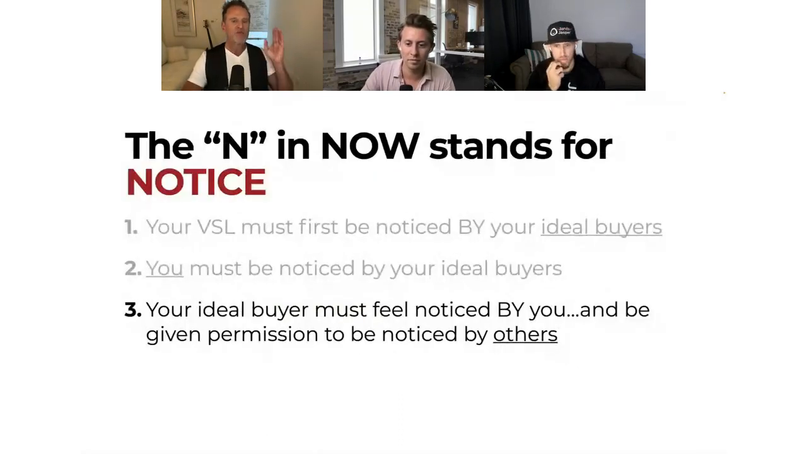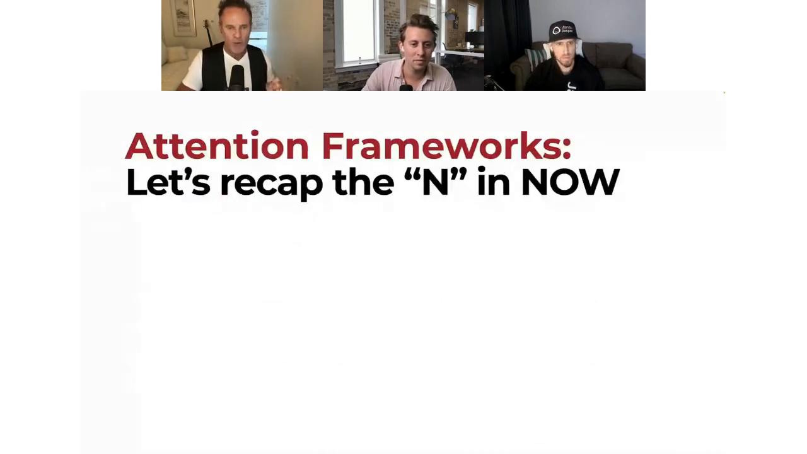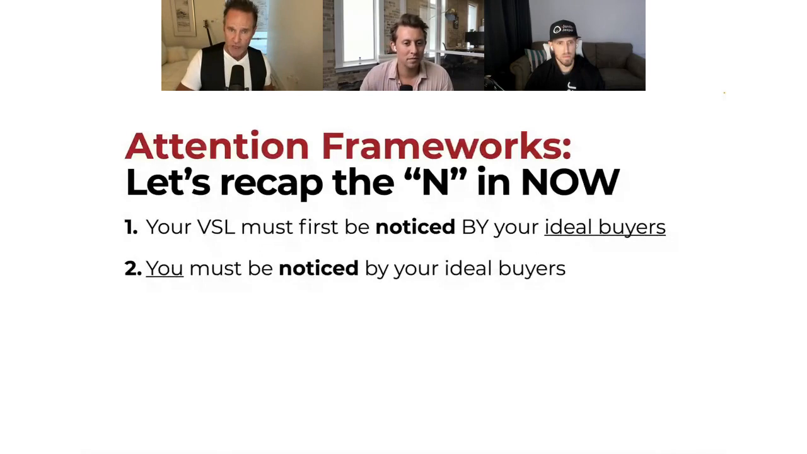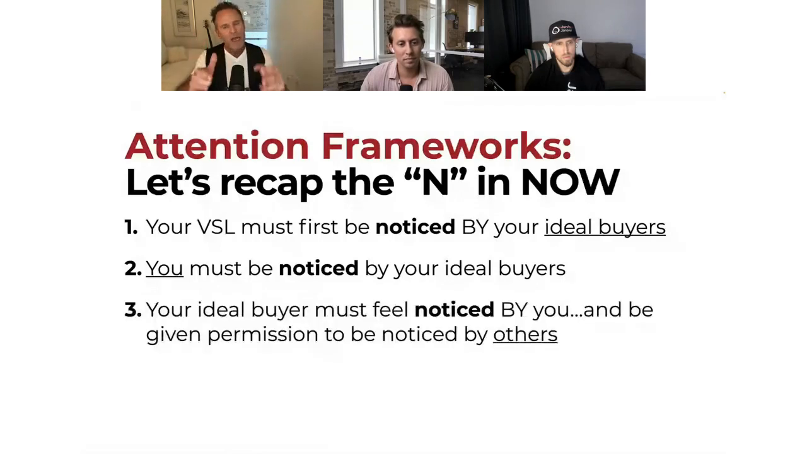So what I want to do right now is let's recap the N in NOW before we move to the O in NOW. Your VSL first must be noticed by your ideal buyers. Yes, right? The first 7 seconds. You must be noticed by your ideal buyers. That usually occurs in many VSLs in the next 10, 15 seconds, but in longer form VSLs, that can actually go on for minutes, okay? You have to know how to do that. And your ideal buyer must be noticed by you and given permission to be noticed by others, psychologically speaking. Okay, so now we got the N.